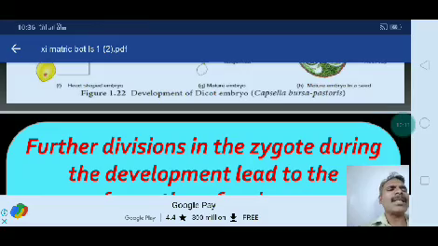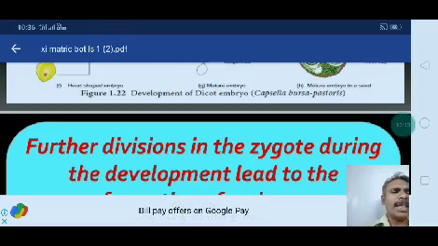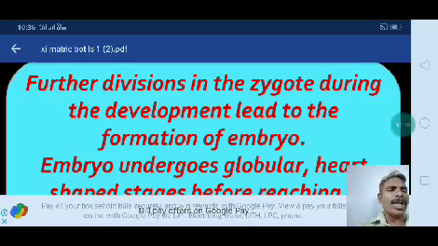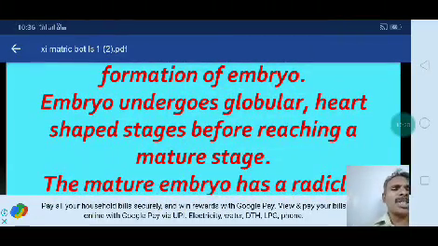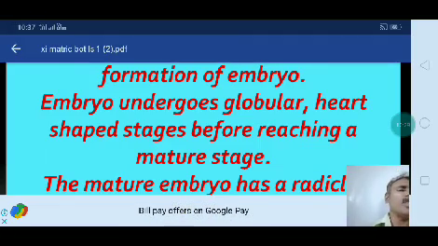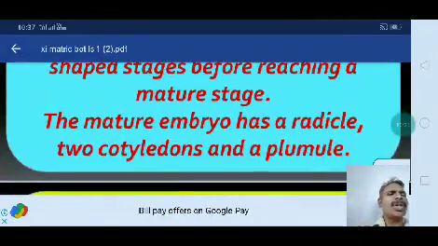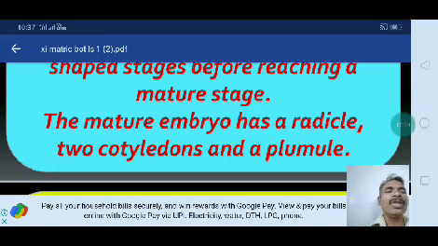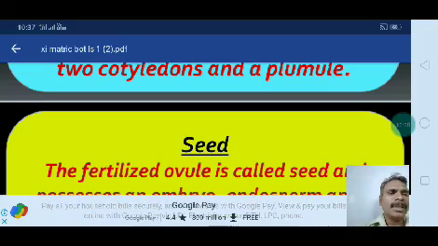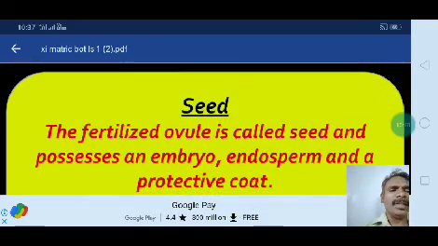Further divisions of the zygote during development lead to formation of the embryo. The embryo undergoes globular and heart-shaped stages before reaching the mature stage. The mature embryo has a radicle, two cotyledons and a plumule. Then the seed: the fertilized ovule is called a seed.